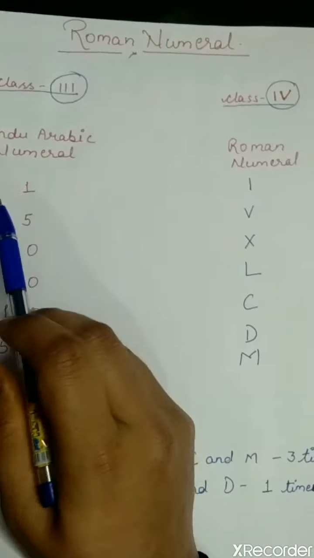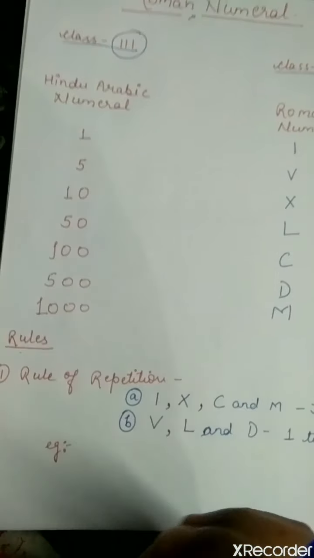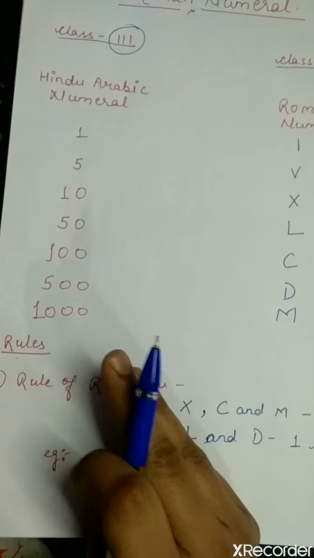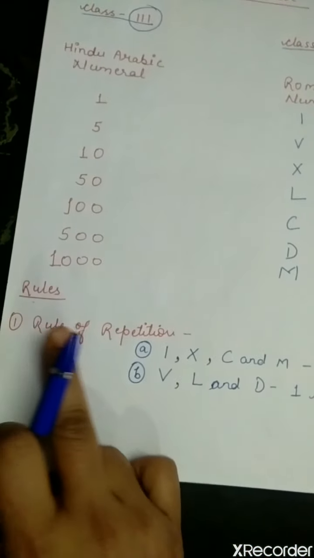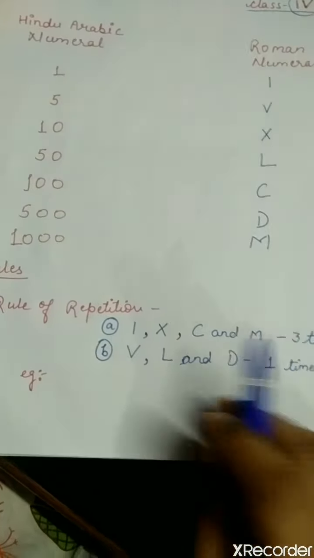After this, we need to learn 3 very important rules of Roman numerals. The first rule is the rule of repetition. Among these symbols, some can be repeated, but some cannot be repeated. The symbols which we can repeat are I, X, C, M. These 4 symbols can be repeated 3 times, not more than that. The limit is 3 times only.